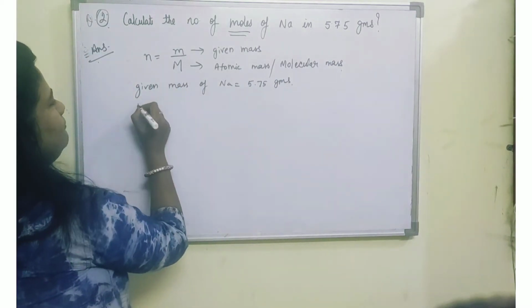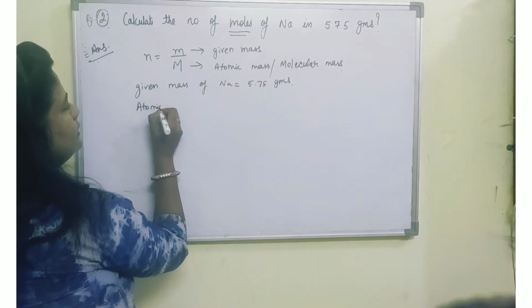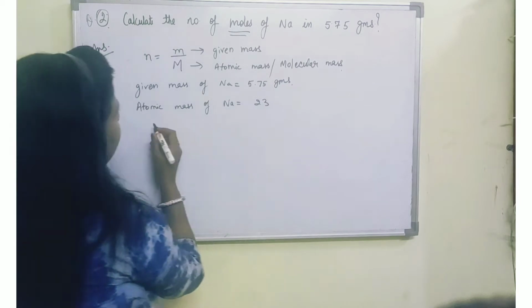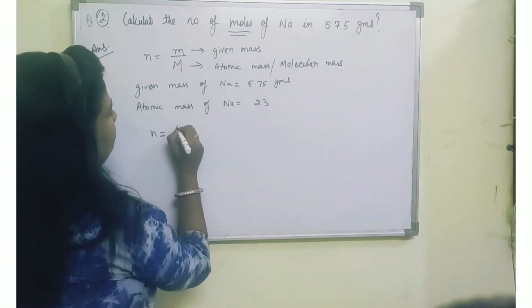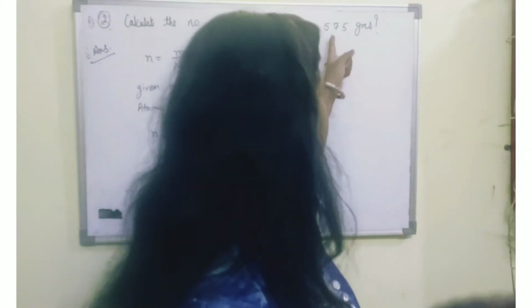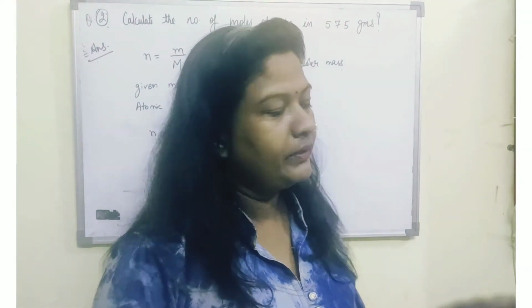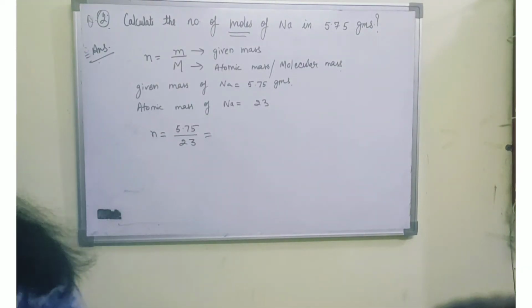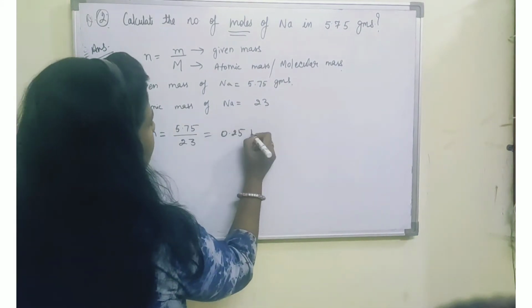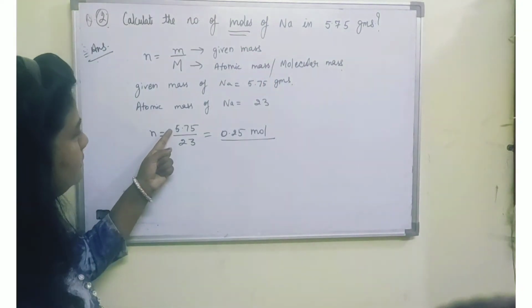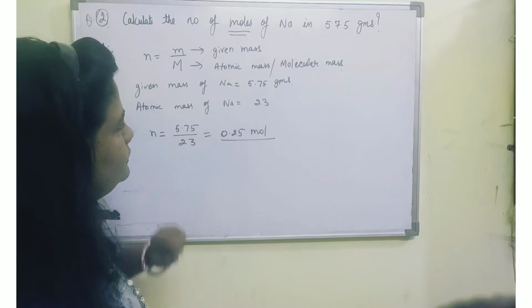And capital M, it means atomic mass of sodium is 23. So you have to divide 5.75 divided by 23 and you will get the number of moles present in 5.75 grams of sodium. You will calculate it and you will get the answer 0.25 mole. You can calculate this by dividing given mass by atomic mass of sodium.